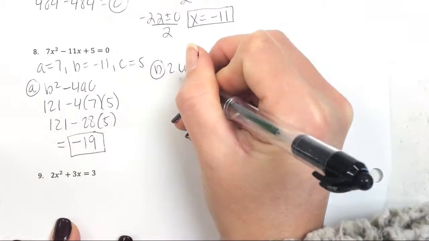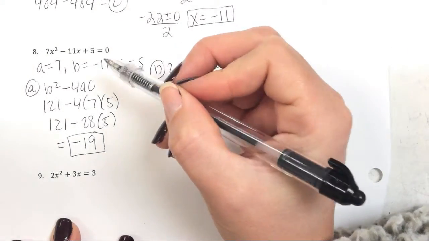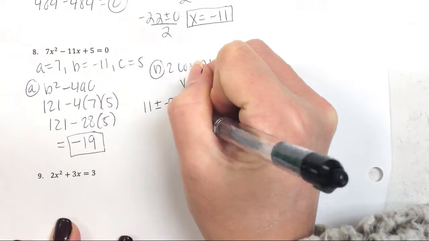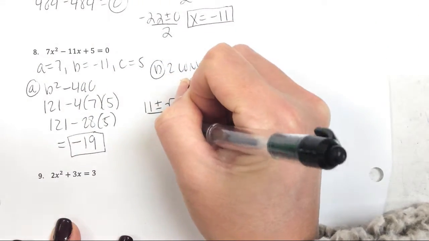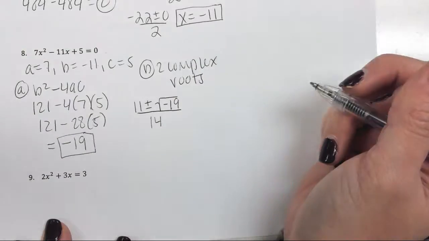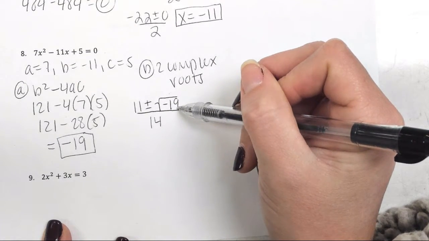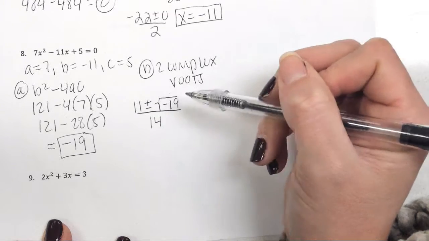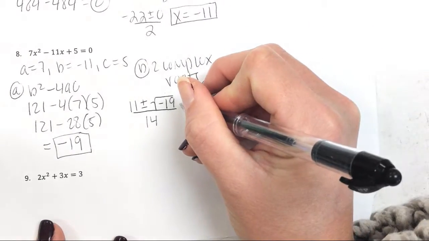Now let's use the quadratic formula. So we'll have negative b, so a negative 11 makes a positive 11, plus or minus square root of negative 19, all over 2 times a, so that's 2 times 7, that's going to be 14. Alright, here's where the simplifying radicals comes in handy that we just did. So we're going to have to simplify this negative 19. Are there any perfect squares that can go into negative 19? No, but we have to get rid of that negative. We can't have the negative out in the radical.